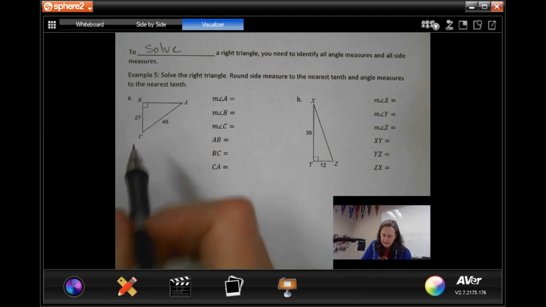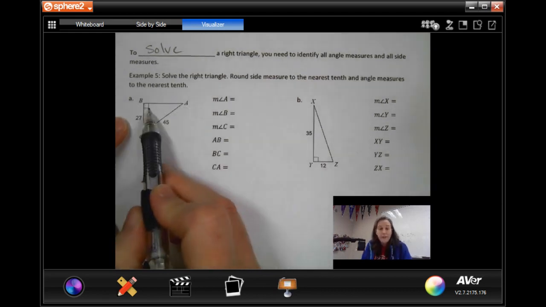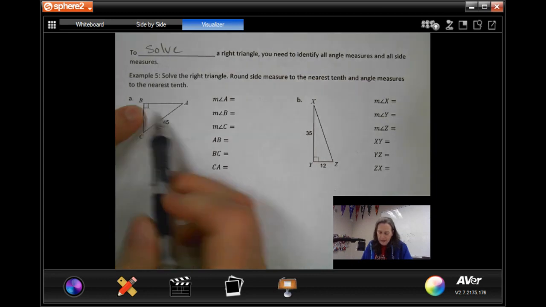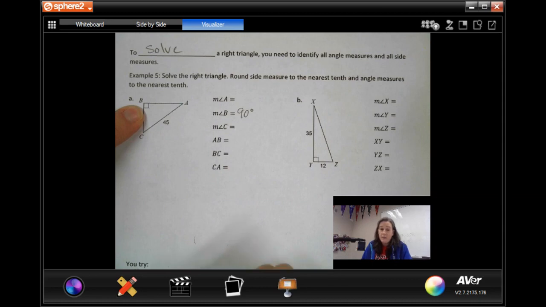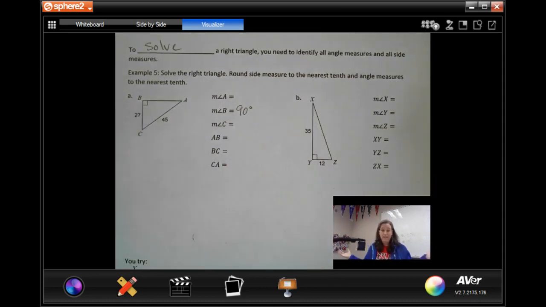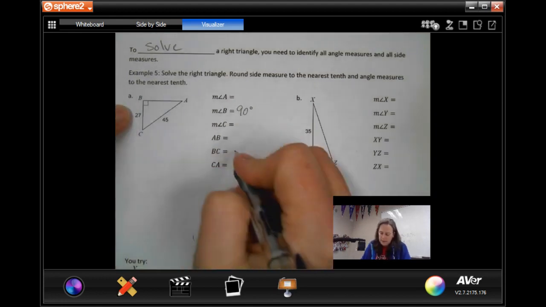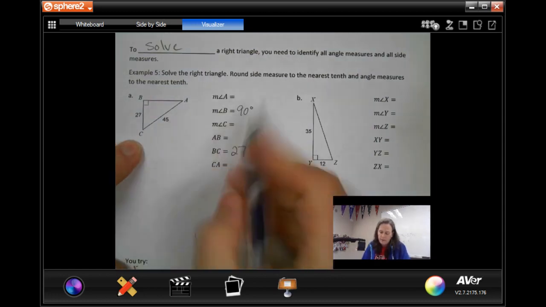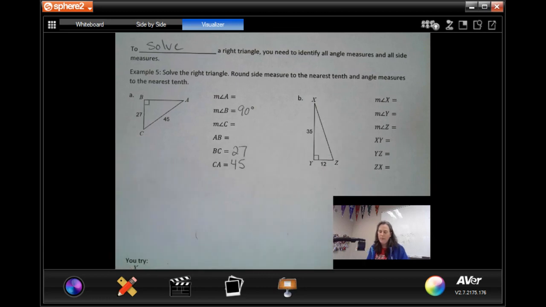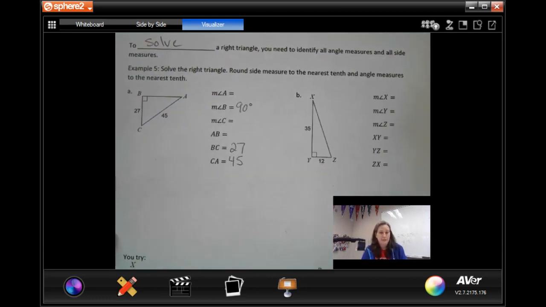And what we'll do is we've got a triangle here, right? It's a right triangle. So I know this angle B is 90 degrees. Generally, they have to give you that. If it's not a right triangle, then none of this is going to work. And then they've given us 2 side lengths. So from B to C is 27. And from A to C or C to A is 45. We are missing 1 side and we are missing 2 angles.